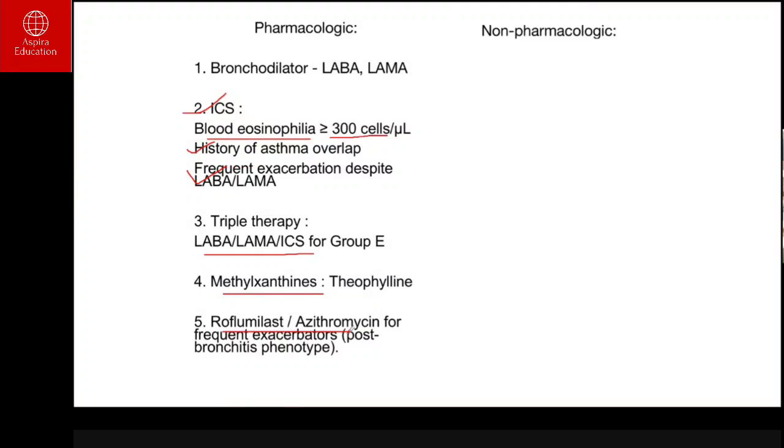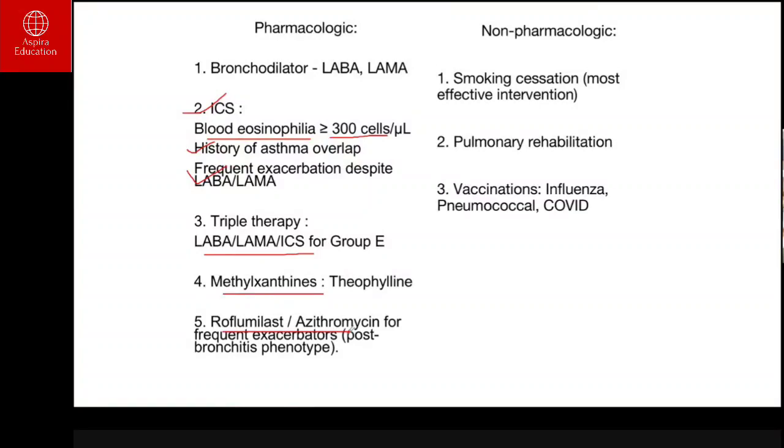Along with pharmacological treatment, COPD also has a non-pharmacological treatment role. Smoking cessation is the most effective intervention, because if you just stop smoking, the progression will reduce. So always remember, the progression will not stop, the progression will slow down. And pulmonary rehabilitation in the form of deep breathing exercise and limb exercise, and vaccination, definitely, in order to avoid recurrent infection and exacerbation. And if the patient is severely hypoxic, then long-term oxygen therapy also has a better role, because if you don't give oxygen therapy and just treat with medication, again, the mortality and the quality of life is not that great.